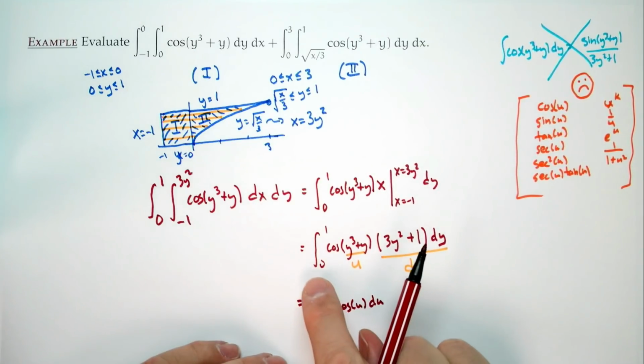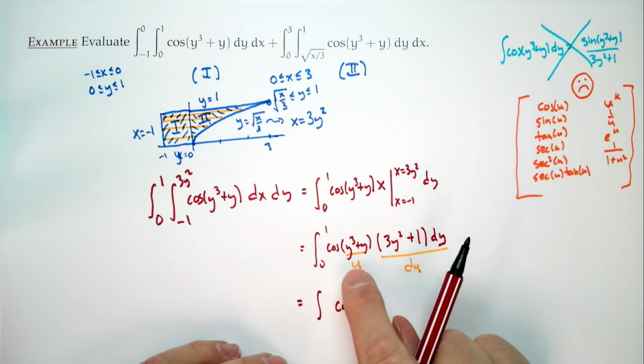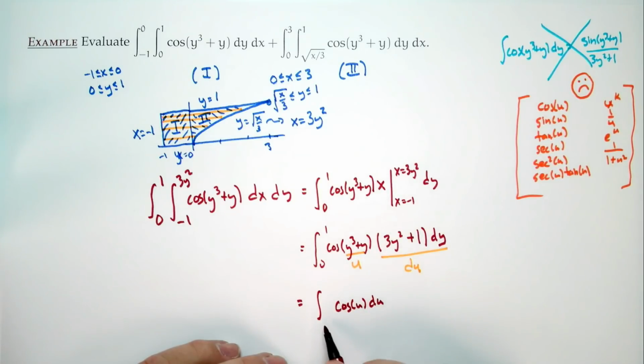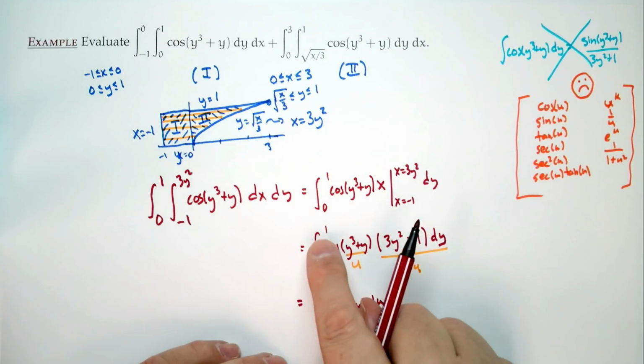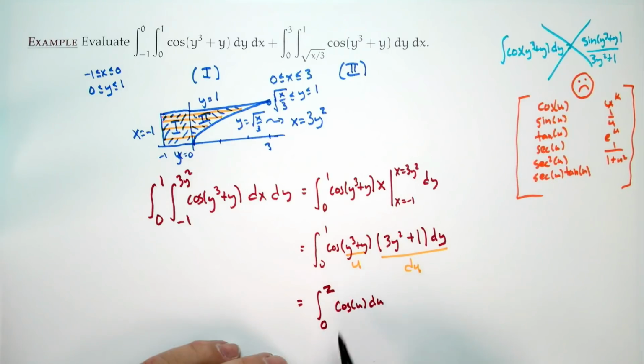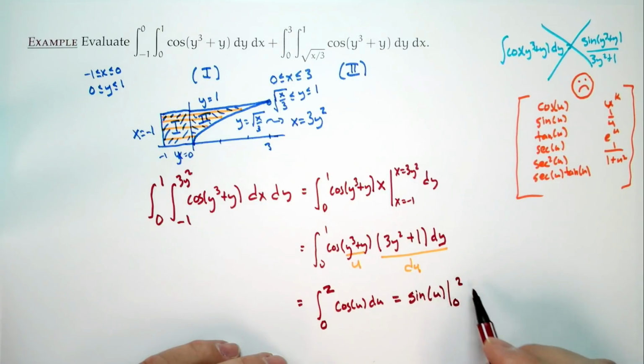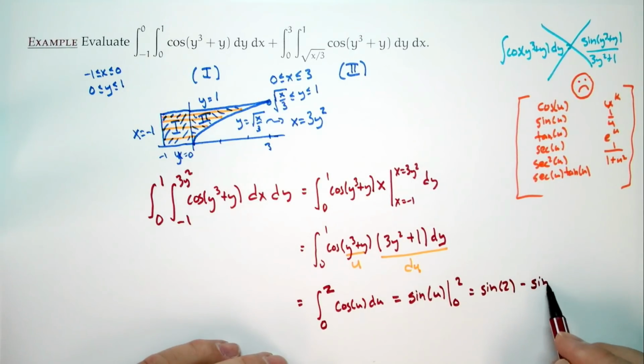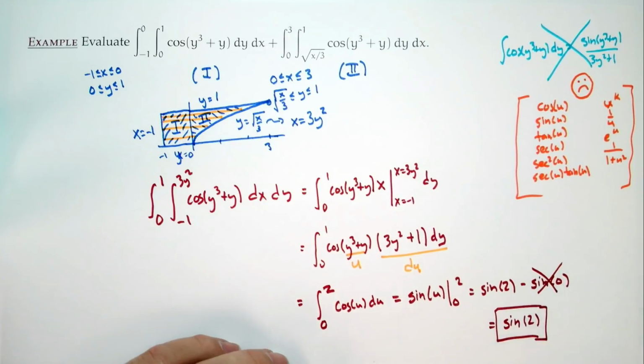But what are the bounds? When y equals 0, u equals 0 cubed plus 0, which is 0. When y equals 1, we get 1 cubed plus 1, which is 2. So the integral of cosine is sine. Sine of u, evaluated from 0 to 2, which is sine of 2 subtract sine of 0. Now sine of 0 happens to be 0. That's gone. And sine of 2 is just sine of 2. And that's the answer. And life is good.